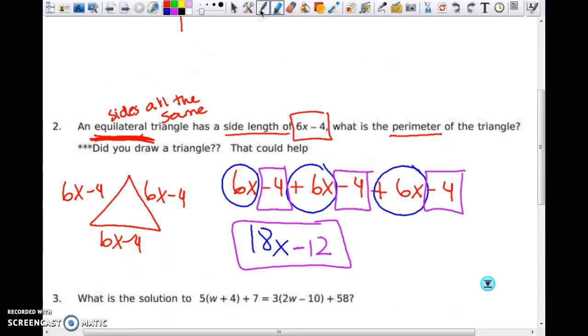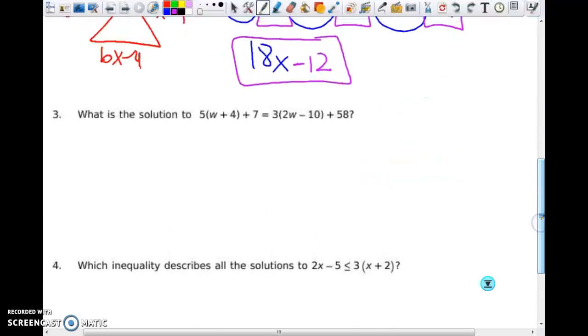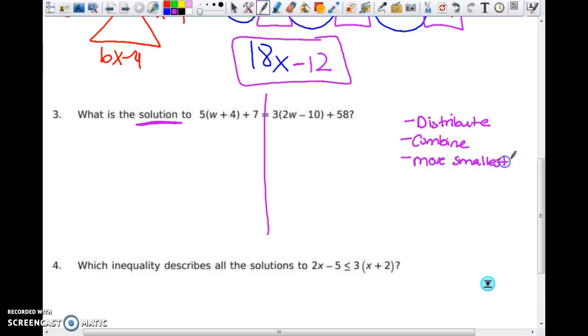So for number 3, what is the solution to 5 parentheses w plus 4 plus 7 is equal to 3 parentheses 2w minus 10 plus 58? Remember, solution, we are solving. Remember, we can do this by hand. There's 3 steps: distribute, combine, move the smallest variable, and the last would be to do PEMDAS backwards.